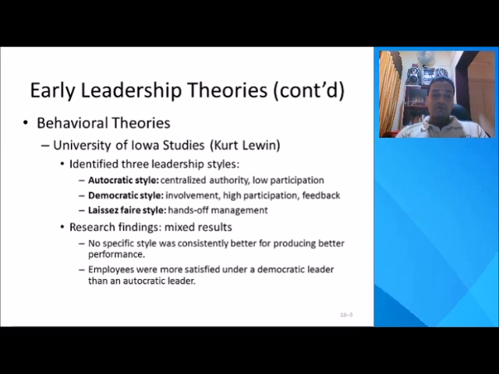But the researchers found that the employees were more satisfied under a democratic leader than an autocratic leader. Understandably so, because the leaders would involve the followers or the employees in the decision making, as well as in all aspects of the management. So they would naturally feel better under a democratic leader.